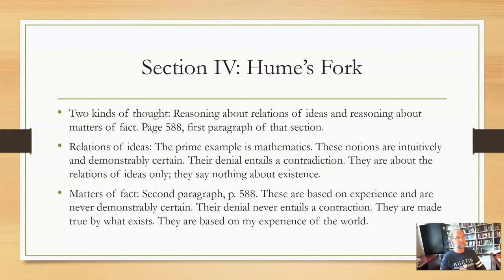"Every matter of fact whose contrary is still possible... We should in vain, therefore, attempt to demonstrate its falsehood. Were it demonstratively false, it would imply a contradiction and could never be distinctly conceived by the mind." Okay. Notice this. These are based on experience. They are never demonstrably certain. They offer us probability only, and their denial never entails a contradiction. So its opposite is still a possibility. These are actually made true by what exists, and they are based on my experience of the world. So this type of reasoning is made true by what exists.